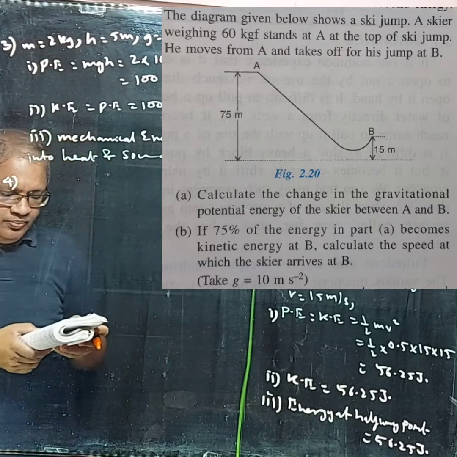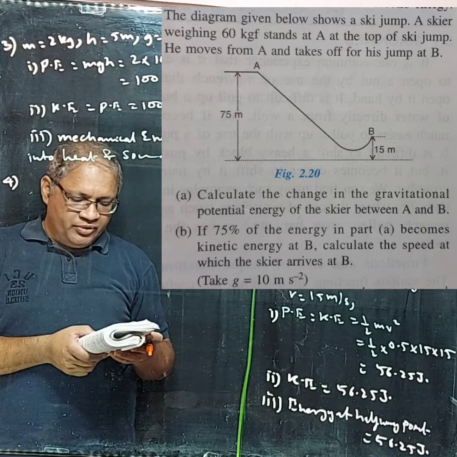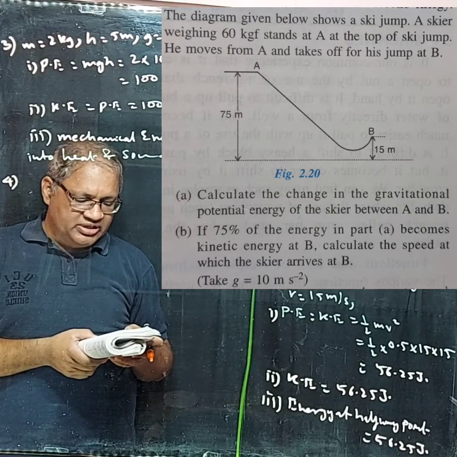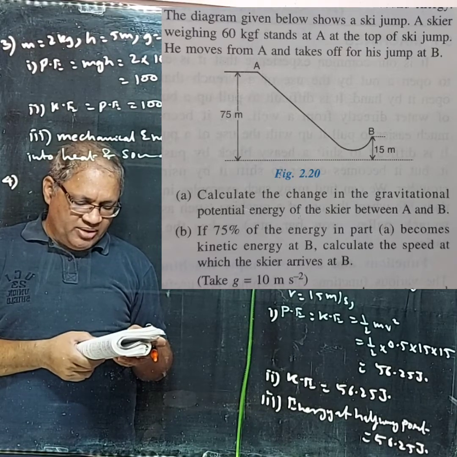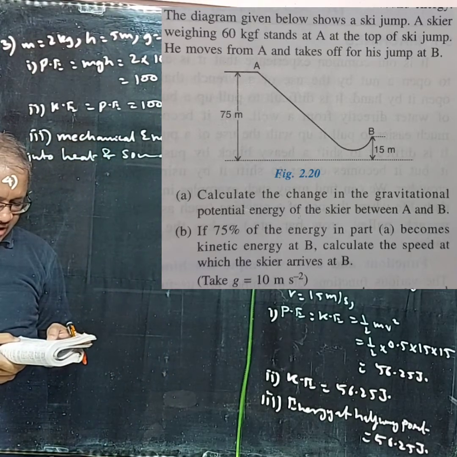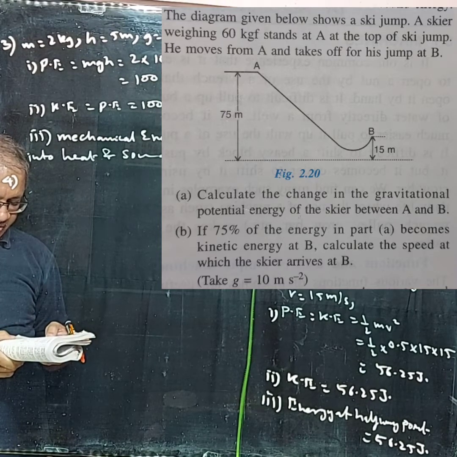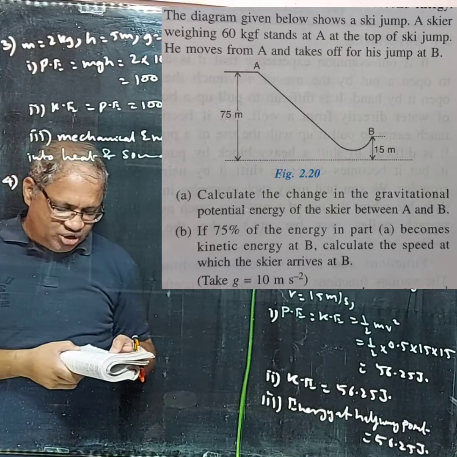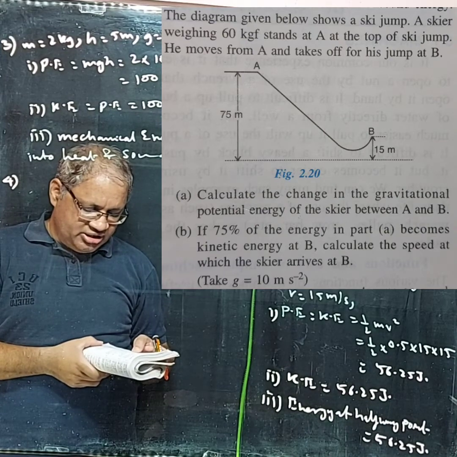Alright, now the fourth sum. The diagram below shows a ski jump. The skier weighs 60 kgf, stands at A at the top of a ski jump. He moves from A and takes off for his jump at B. Calculate the change in gravitational potential energy of a skier between A and B. If 75% of this energy becomes kinetic energy in B, calculate the speed of the skier when he arrives at B. G, take it as 10 meter per second.